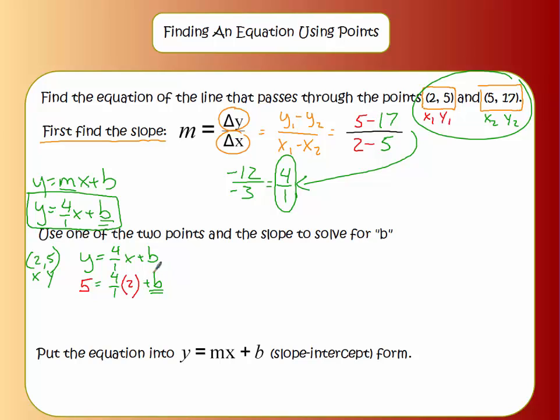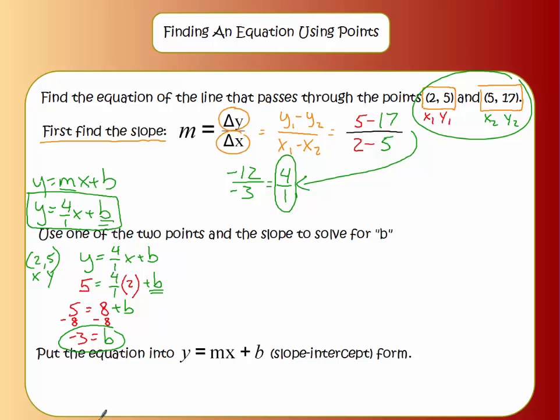So I want this to now say b equals. And the way I make this say b equals is to start, I say 5 equals this 4 times 2 over 1. That's 8 plus b. I'm going to subtract 8, and that tells me negative 3 equals b. All right, so now I know what the b is, okay? So I found my m, and now I found my b, right? The b is negative 3.